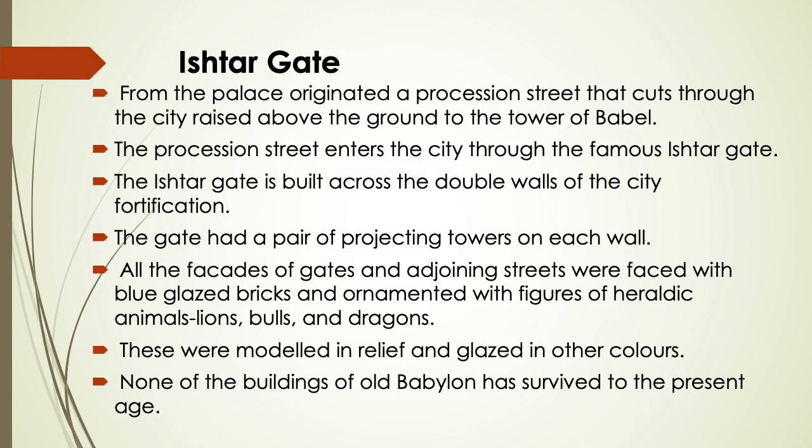None of the buildings of Old Babylon has survived to the present age. The Ishtar Gate was the eighth gate to the inner city of Babylon. It was constructed in about 575 BCE by order of the king on the north side of the city. It was part of a grand walled processional way leading into the city.